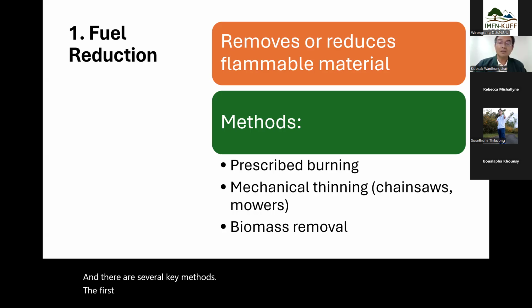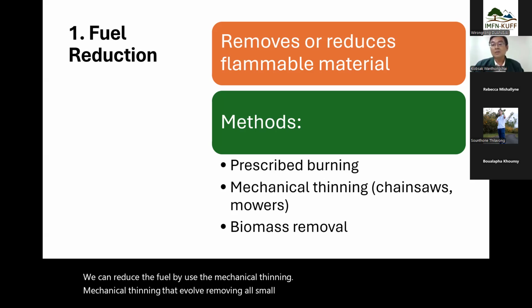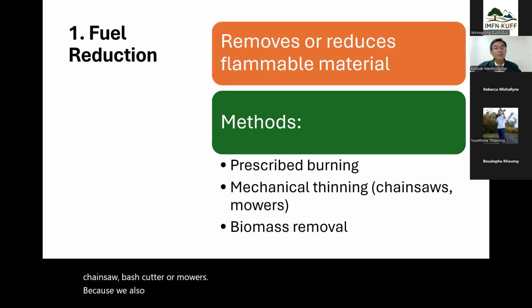The first one, of course, is prescribed burning, which we will talk about later on other days. Prescribed burning: by intentionally setting low intensity fire under controlled conditions, we can reduce the fuel. We can also use mechanical thinning, which involves removing small trees or dense undergrowth using tools like chainsaws, brush cutters, or mowers. We also can reduce the fuel by biomass removal, by collecting and transporting excess vegetation off the site for use as compost, mulch, or even bioenergy. When applied carefully, this practice reduces the fire intensity and makes it easier to control a wildfire when they occur.